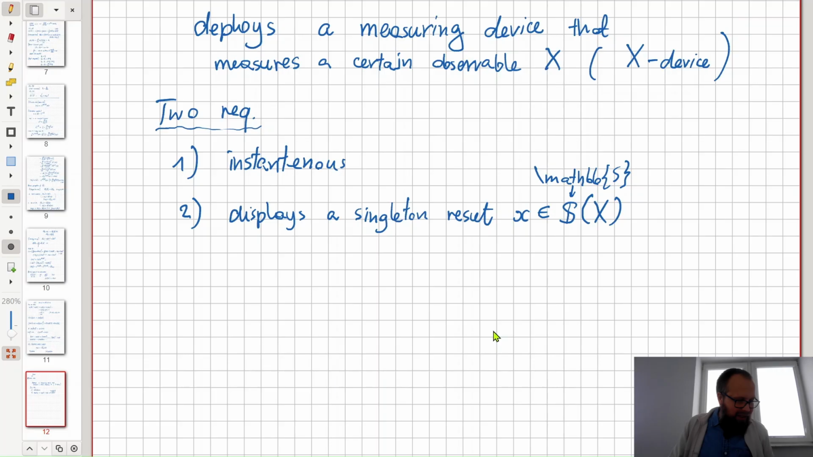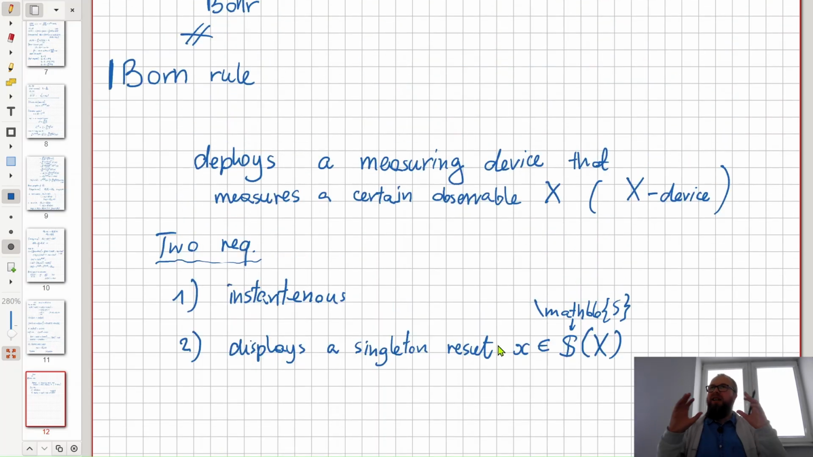Is there anything else? No, I think I said everything. So we don't know how they are built. We don't know how to recognize them. Yes? The values, should they be real, complex?